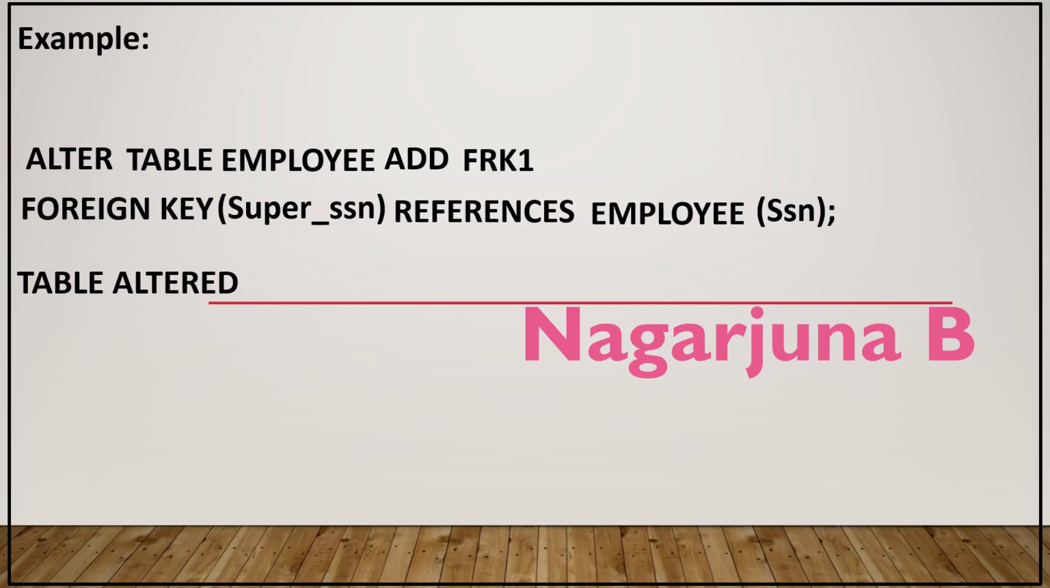So this is the syntax for the purpose of adding a foreign key constraint, and it is an example of how we can add a constraint. Here in this particular example, only one foreign key, super SSN, has been added, and orally I have told how to add another foreign key constraint, DNO, by referencing the table department, in that one D number.